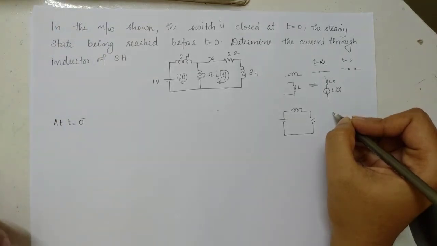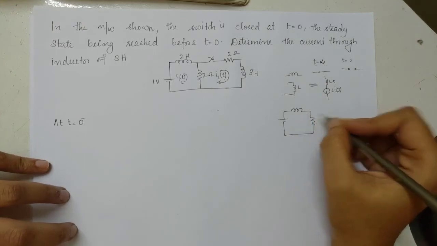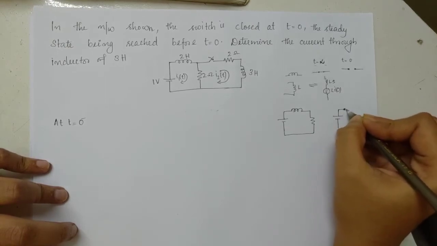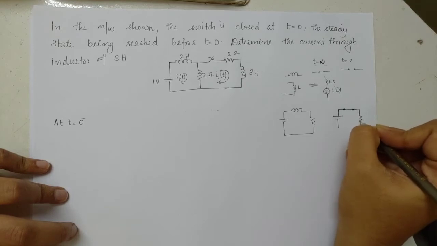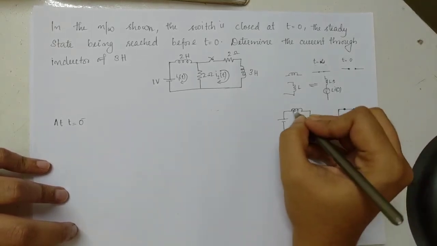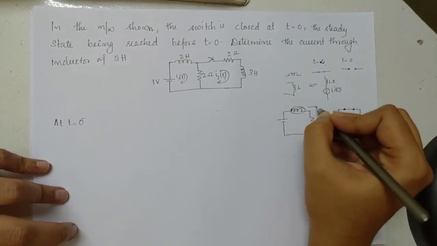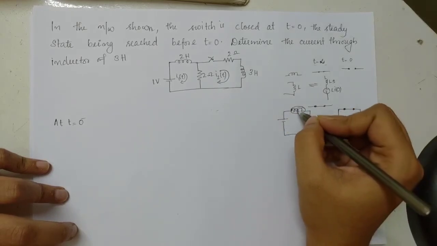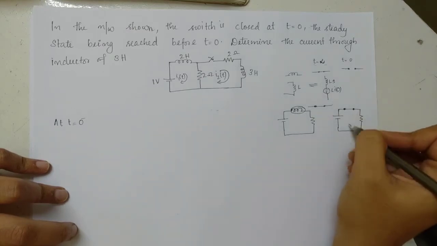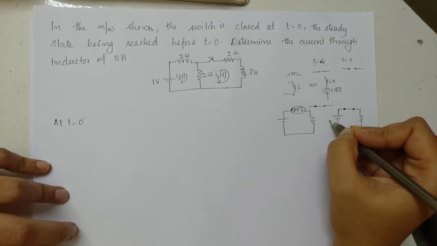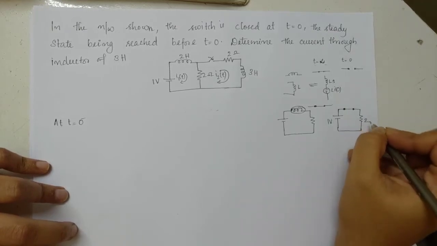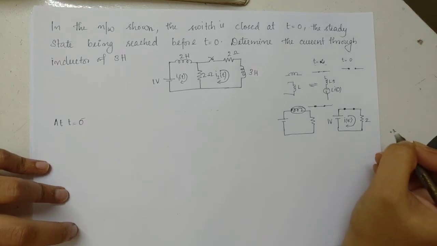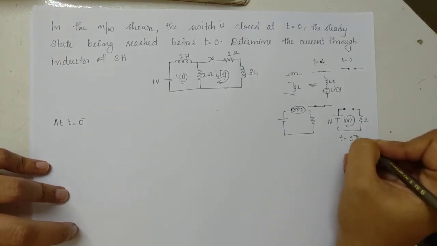Now, at t is equal to 0 minus, the steady state condition has been attained, so the inductor becomes a short circuit. So this is the circuit at t is equal to 0 minus; since steady state has been attained, only this much is seen. Here we have 1 volt, here we have 2 ohm, and the current flowing through it is I of 0 minus. So this is the circuit at t is equal to 0 minus.